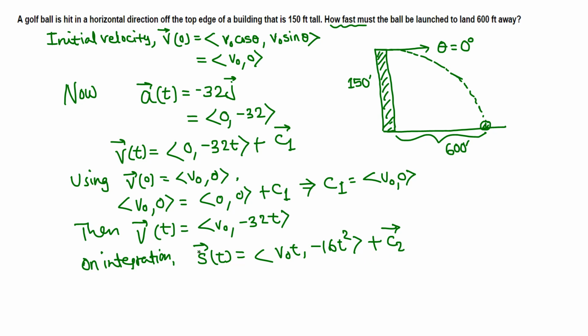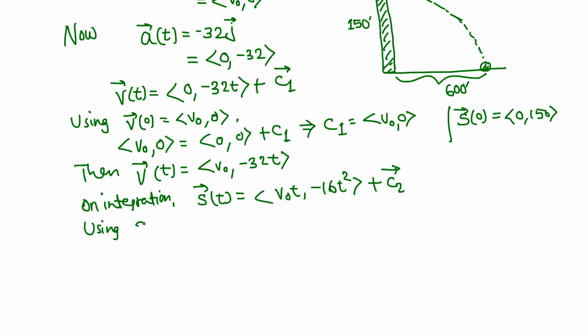Now to find c2, we want to use the initial position. It's not given directly, but we can find it. Initially, there is no x part, so it is 0, and the height, the y, is 150. So 0, 150 is the position vector. Using s of 0 equals 0, 150, we plug in t equals 0 here.